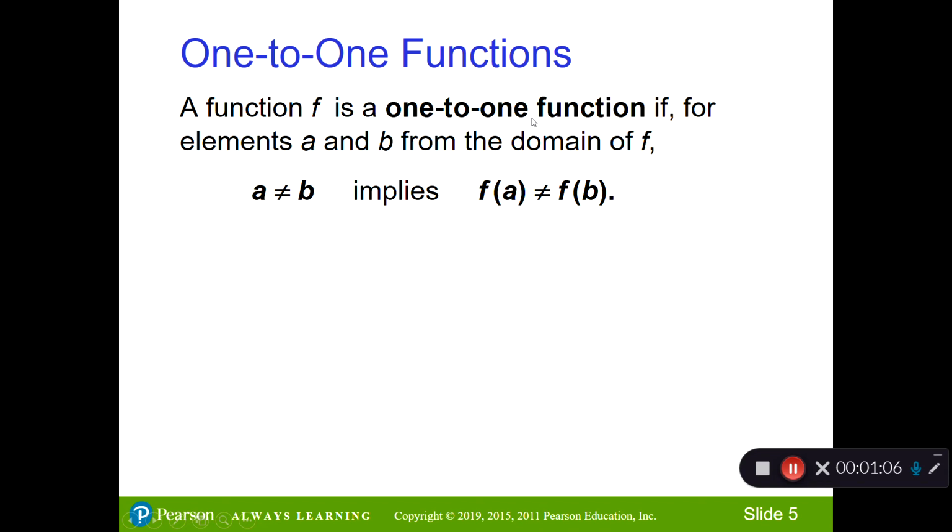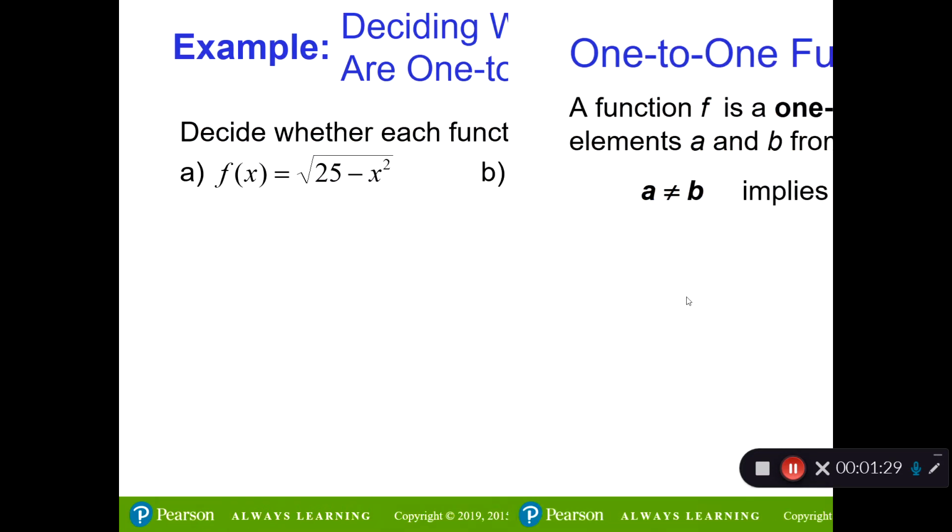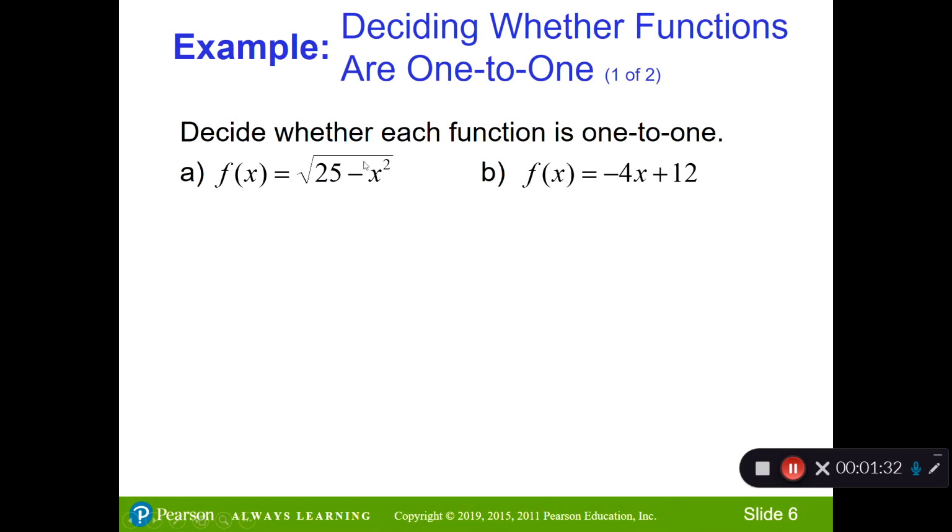Now, what kind of functions have inverses that are also functions? Well, those are one-to-one functions. A function is one-to-one if every x corresponds to a y, that makes it a function. And every y corresponds to only one x, that makes it one-to-one. All right, so whenever two x's are different, the y's are different. Let's decide whether each function is one-to-one.